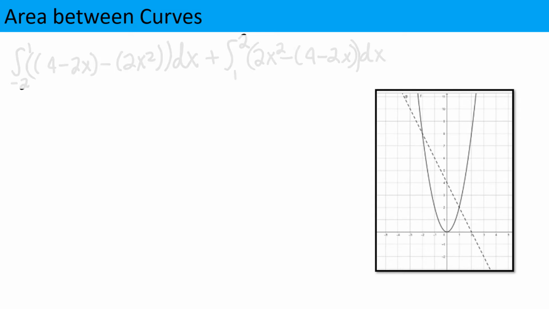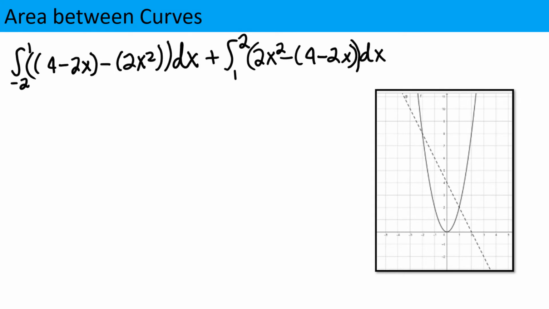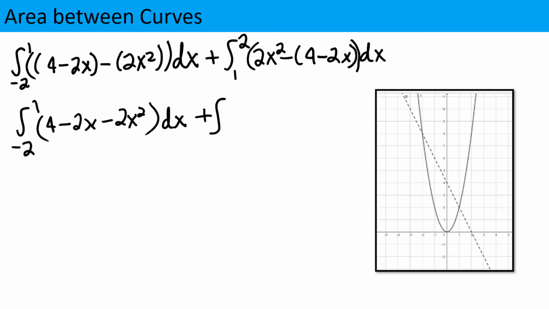So with our 2 separate integrals, let's combine like terms where possible. So for the integral from −2 to 1, we will have 4 − 2x, and then the minus for the parabola would be minus 2x² dx. And then for the integral from 1 to 2, we're going to have the parabola on the top, so we'll have 2x², and then minus 4 minus negative would be plus 2x dx.